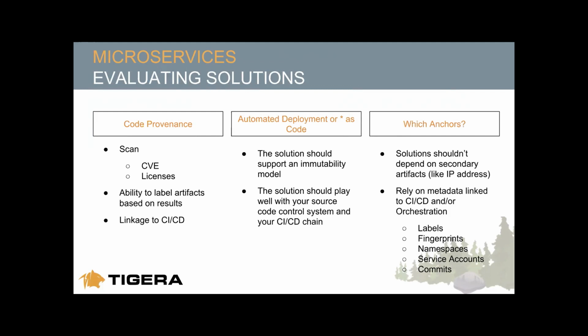What anchors are being used in your modern application security environment? What is the thing that you're using for identity or to anchor policy or controls to? Secondary artifacts that exist because you've decided to deploy something or your orchestrators decided to deploy something, probably aren't good anchors to tie your policies and other controls to, because those are very dynamic and those are very fungible.